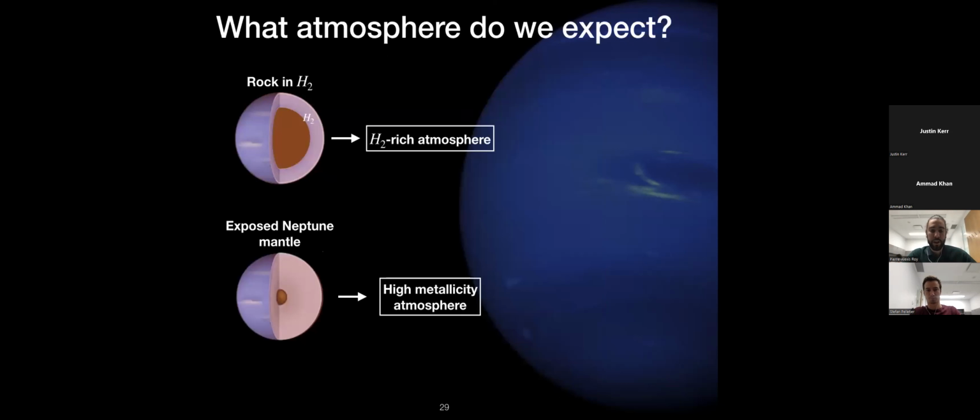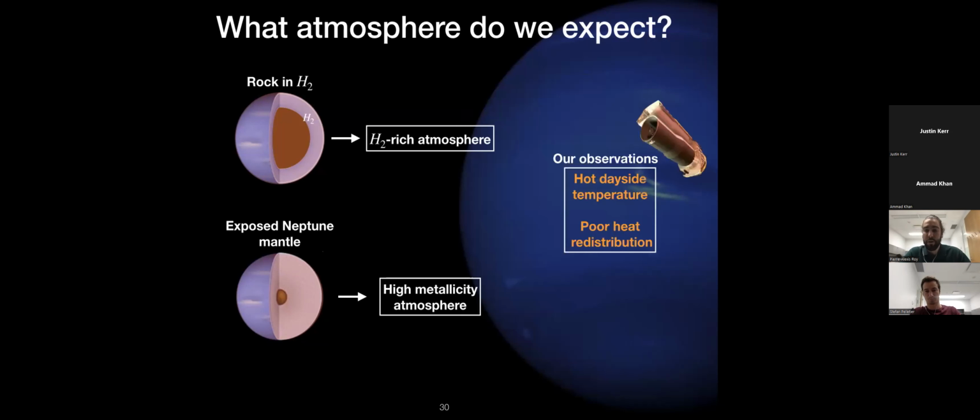So when we consider these findings in the context of these 2 scenarios that we're considering, if it were a rock in hydrogen, we would expect a hydrogen-dominated atmosphere. If we were looking at an exposed Neptune mantle, we would be expecting an atmosphere which is rich in metals. Now we don't have molecular information from the Spitzer observations, but we did observe this hot day-side temperature and this hints at poor heat redistribution.